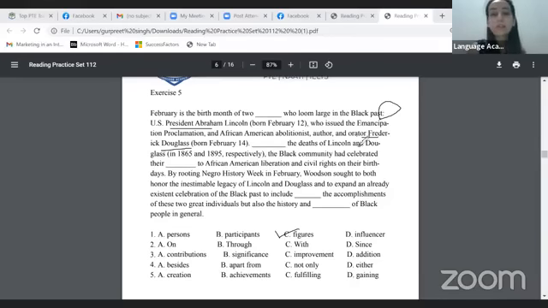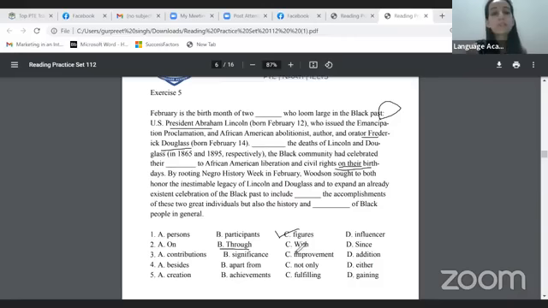Dash the deaths of Lincoln and Douglass, the Black community had celebrated their dash to African American liberation and civil rights on their birthdays. So we cannot say on the death because it is on their birthday that they have celebrated, not on the death. Through we did yesterday, through comes with through the tunnel when you have a way, or through the methods or ways. And death is not a method, not a way, not a tunnel.